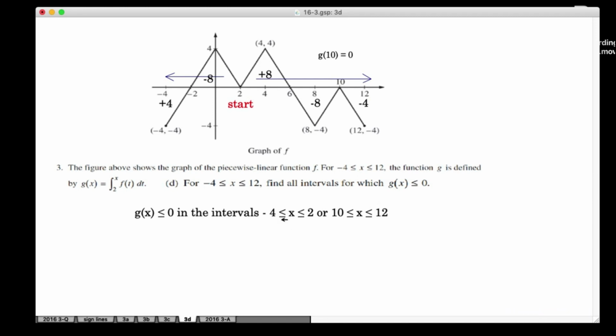And make sure you put your equals on there because it says less than or equal to 0. It is equal to 0 at -4. Well, it's negative there. It's equal to 0 at 2, and it's equal to 0 at 10. Okay?